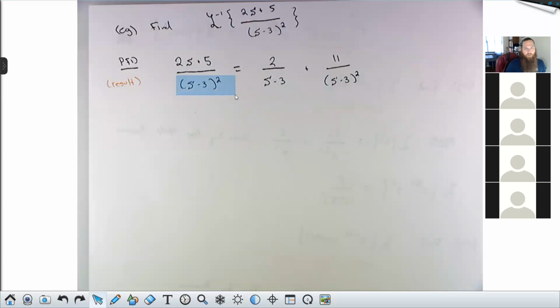It'll just give you one of them. If this was an s minus 3 to the 4 downstairs, you would start with a over s minus 3 plus b over s minus 3 squared plus c over s minus 3 cubed plus d over s minus 3 to the 4. And again, the Heaviside trick would only get you one, so you need to multiply everything out and equate coefficients to get the rest.